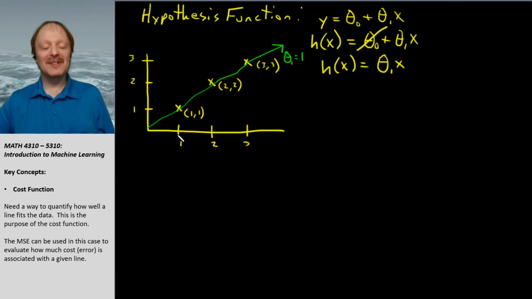A slope of 1. I plug in a 1 for the x. I need to get a 1 out for the y to fit the data point. So theta 1 has to be 1. Same for (2, 2) and (3, 3). So this theta 1 needs to be 1 for the best guess, all right?